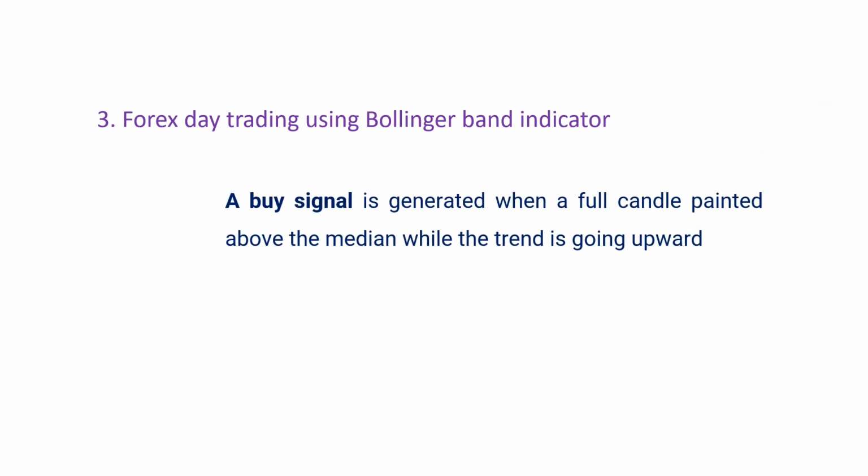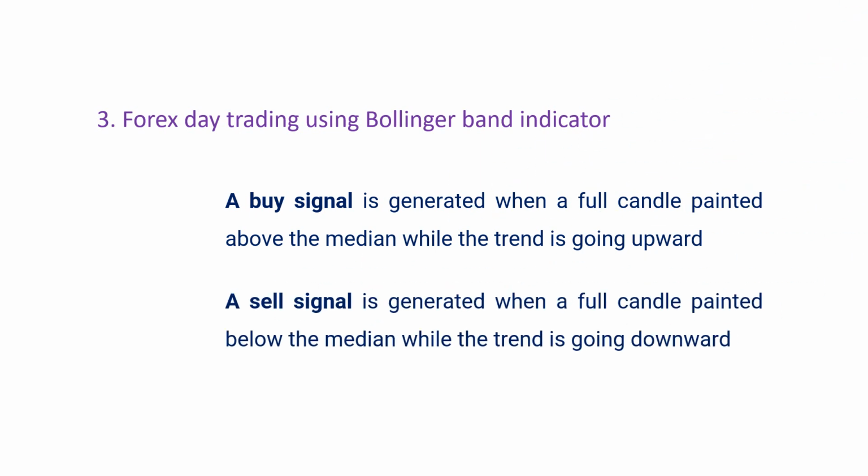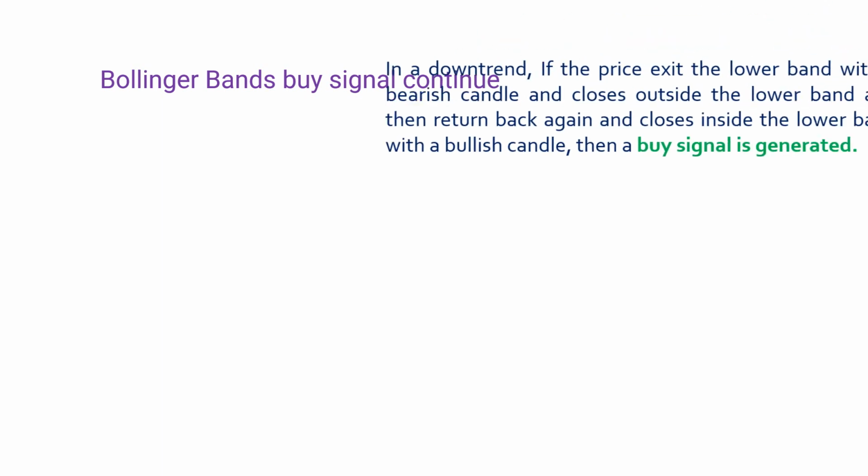A buy signal is generated when a full candle is painted above the median while the trend is going upward. A sell signal is generated when a full candle is painted below the median while the trend is going downward. Bollinger Band buy signal, continued.